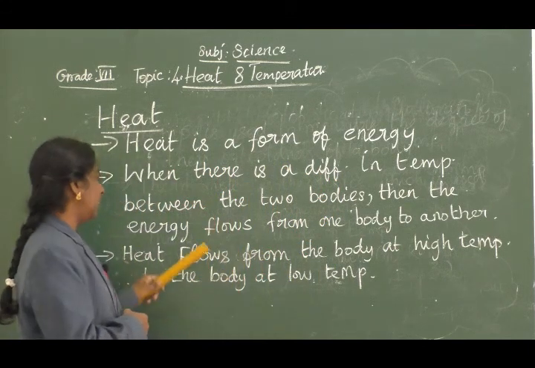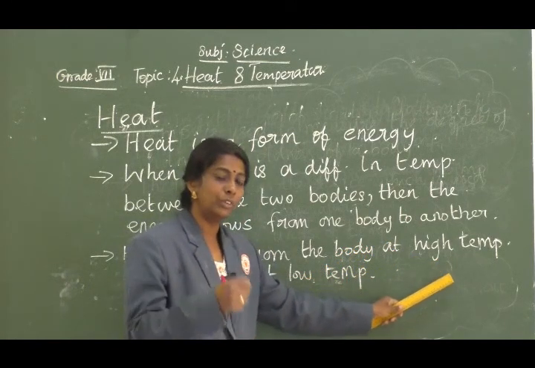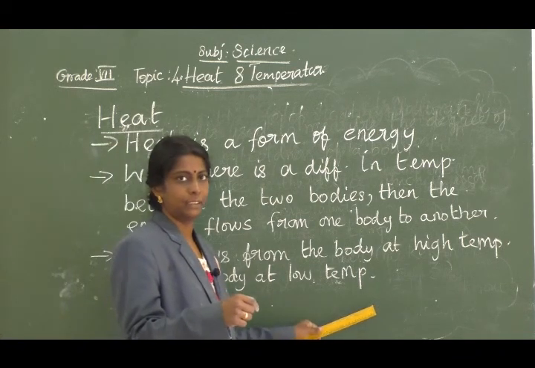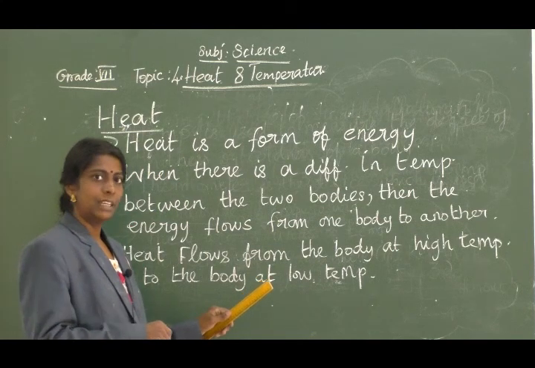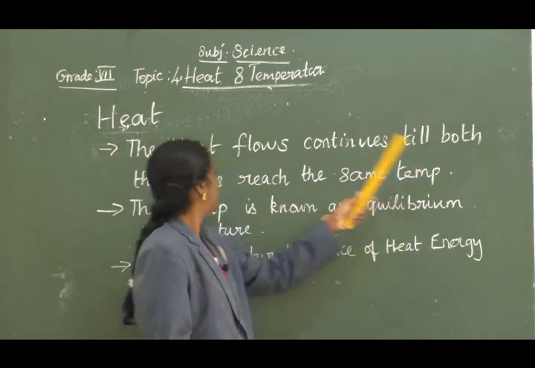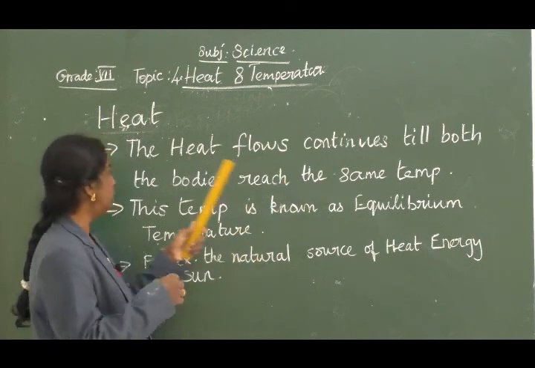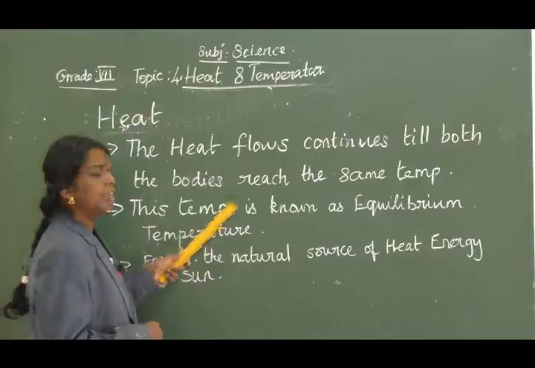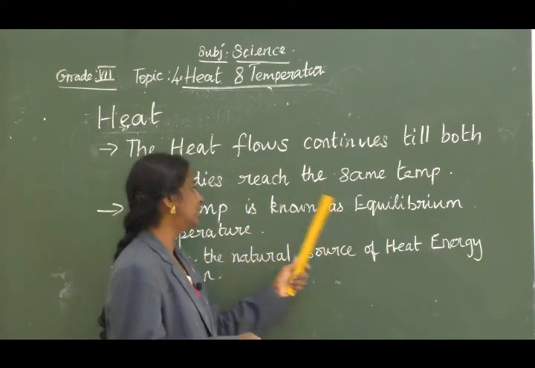Clear? Then heat flows from the body at high temperature to the body at low temperature. So it flows from high to low temperature. Clear? Yes children, the heat always flows till both the bodies reach the same temperature. This temperature is known as equilibrium temperature.